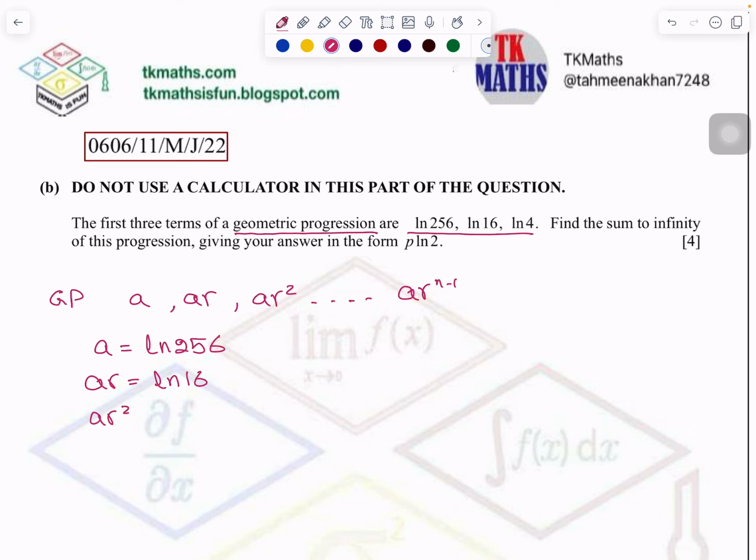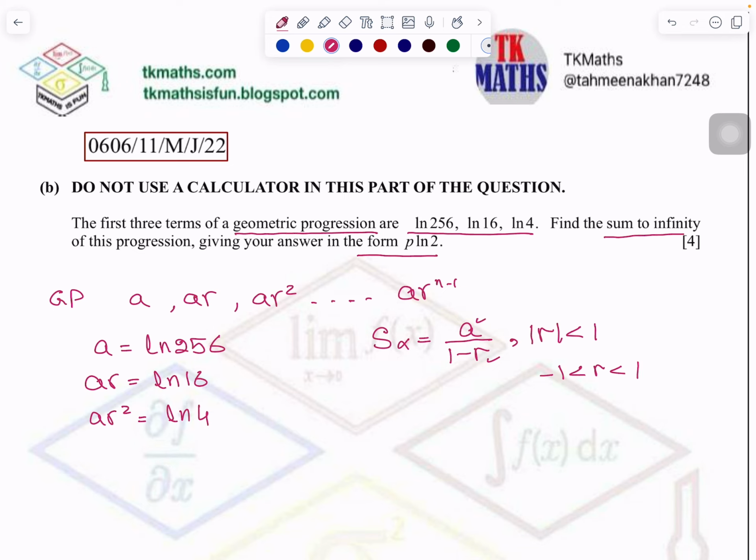Always write down things like this. It will be easy and you will not make mistakes then. Sometimes you make careless mistakes. And what is given to you? Find the sum to infinity of this progression, giving your answer in this form. Now you have to find the sum to infinity, and the formula is what? a over 1 minus r. So in this formula, I need to know what is a and what is r, so that I can plug in here, and my r has to be what? This. Remember this rule. Whenever you are applying sum to infinity, you have to remember this condition.